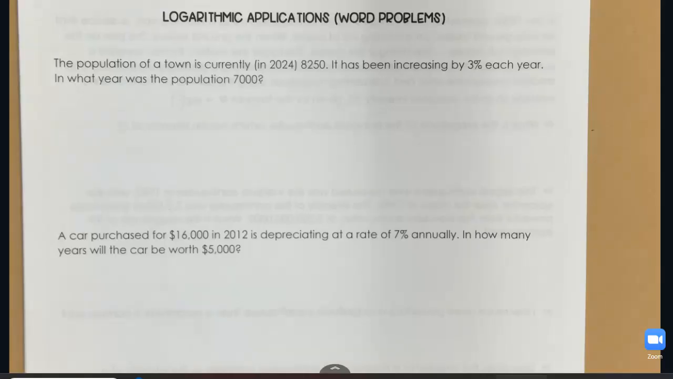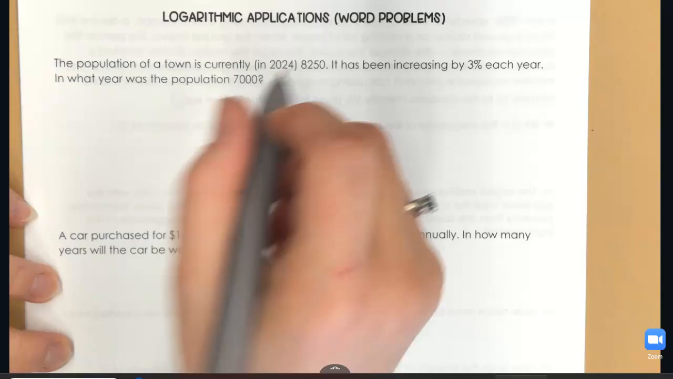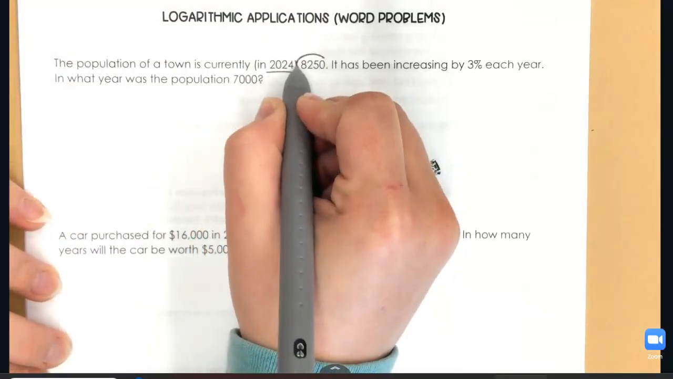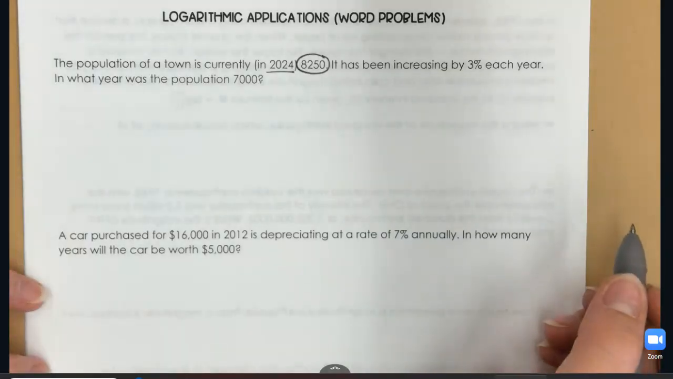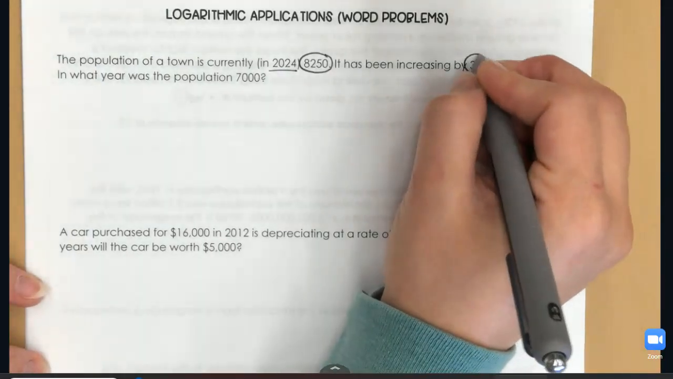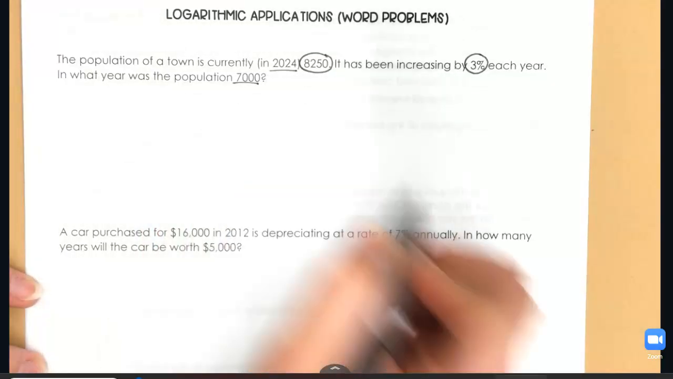So starting with the first one, I've got the population of a town currently. We're going to pretend that it's still 2024. We have a population of 8,250. If it has been increasing by 3% each year, and what year was the population 7,000?